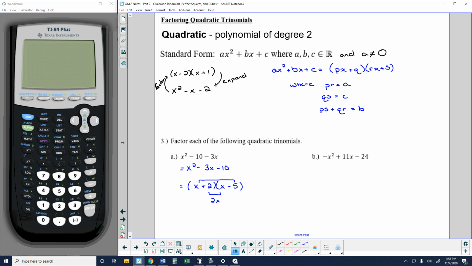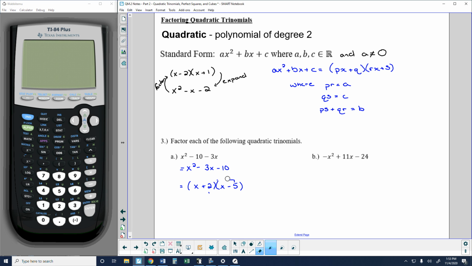I'm checking the inners and the outers. I take 5 times x, negative 5 times x, that's negative 5x. Negative 5x plus 2x is negative 3x. And so this would be the correct factorization here for x squared minus 3x minus 10.